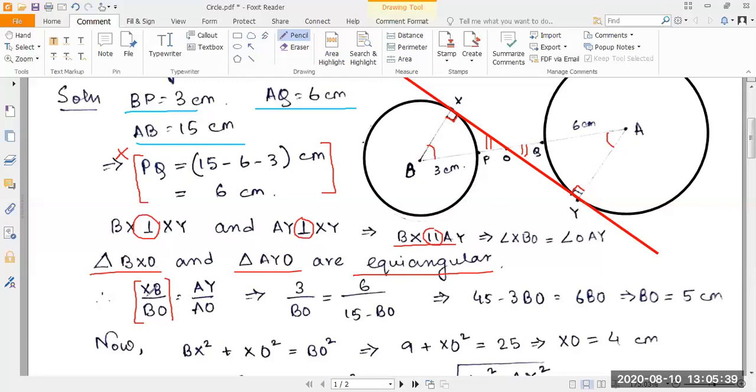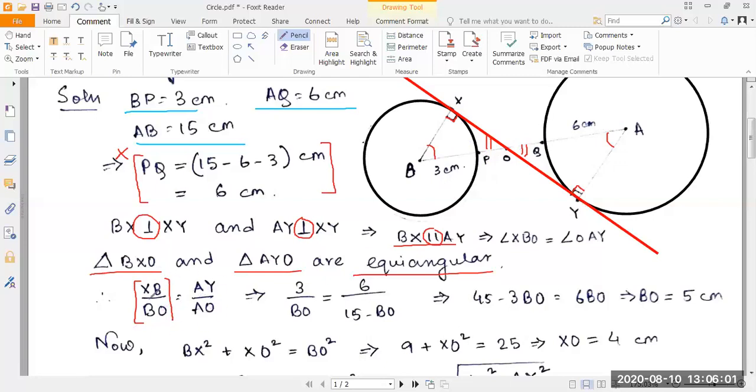So you see, if XB is on my numerator on this side of my equality sign, then AY will be on the numerator on this side of the equality sign. Similarly, BO is the one which is opposite to the right angle. So that's the hypotenuse. Then I have taken AO as the hypotenuse of this side of the triangle. And that is how I get the proportion.